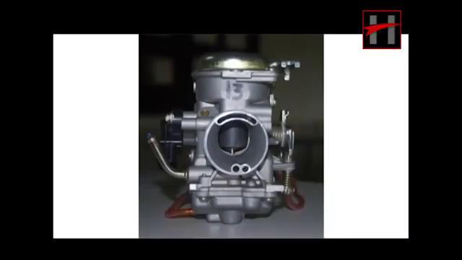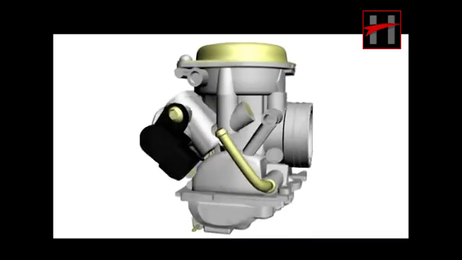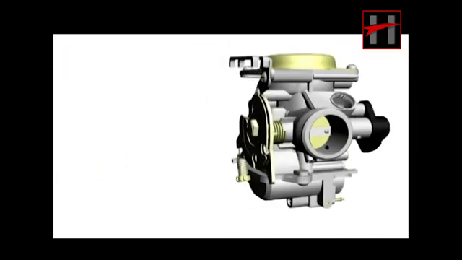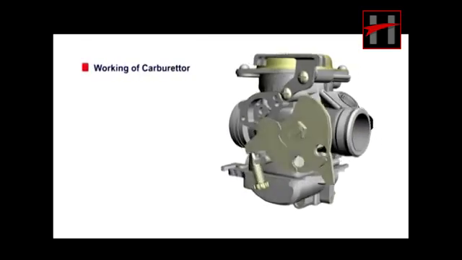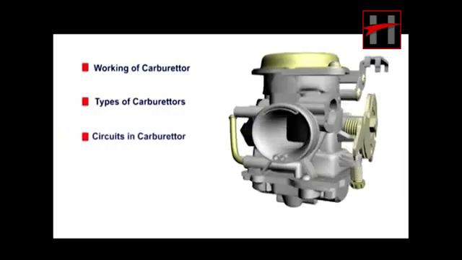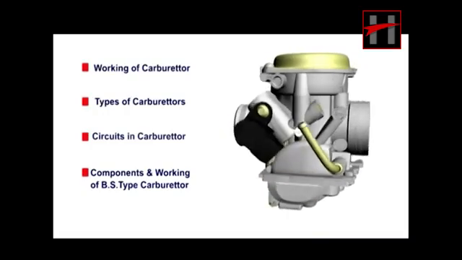The carburetor is the heart of an internal combustion engine. It is a part of a gasoline engine in which a controlled quantity of fuel gets atomized and mixes with a controlled quantity of air and is sent to the engine cylinder. In this training module, you will learn about the working of a carburetor, types of carburetors, circuits in a carburetor, components and working of BS type carburetors.